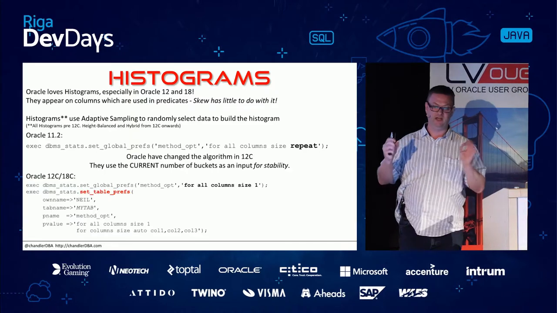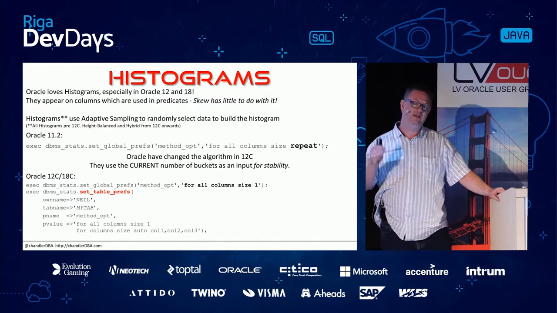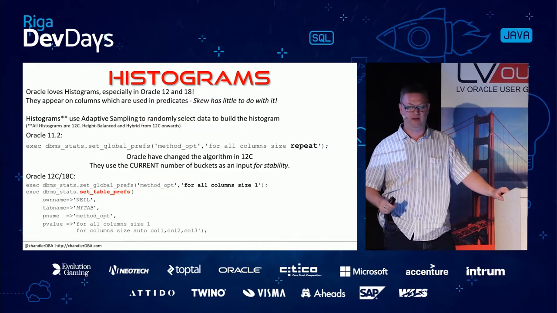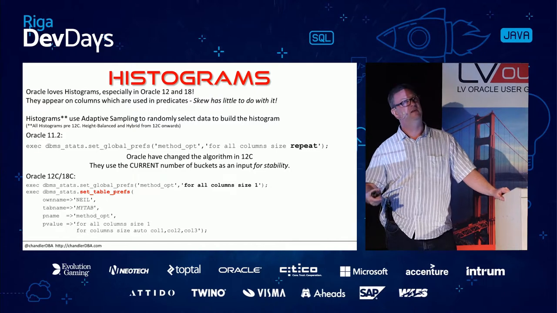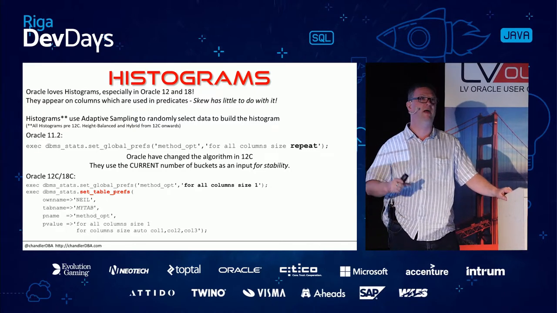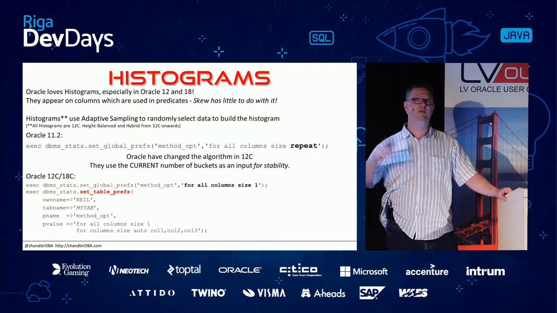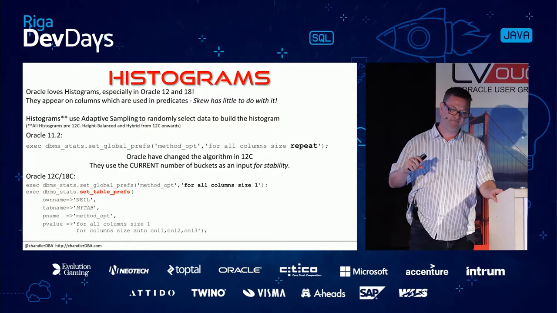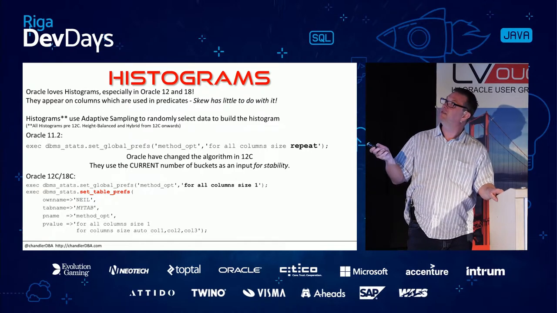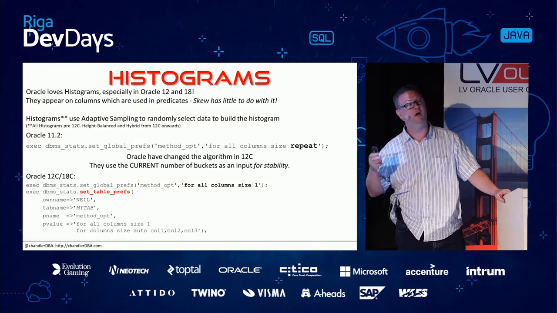You get histograms on entirely regular data sets, and histograms use something called adaptive sampling to randomly select data to build the histogram. Oracle tries to select around 5,500 not null rows to build its histograms. And this happens in all histograms pre-12c, and height-balanced and hybrid histograms from 12c onwards.